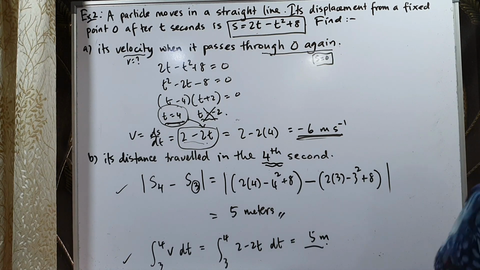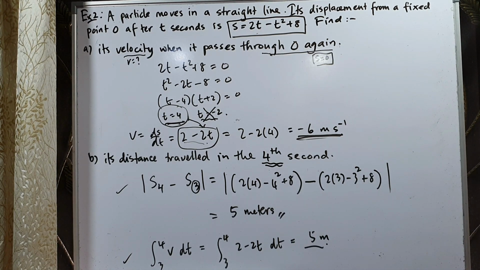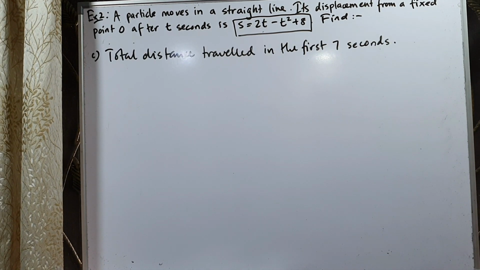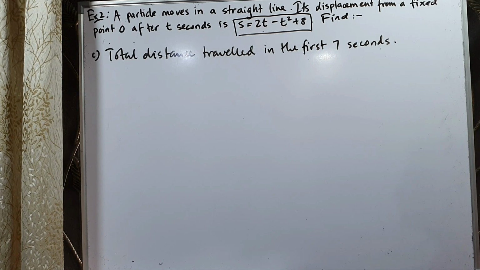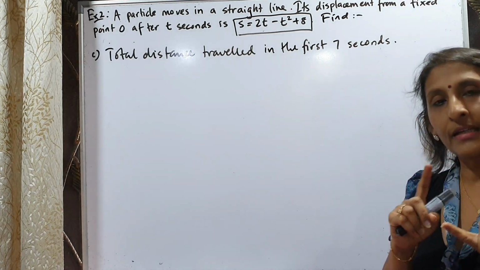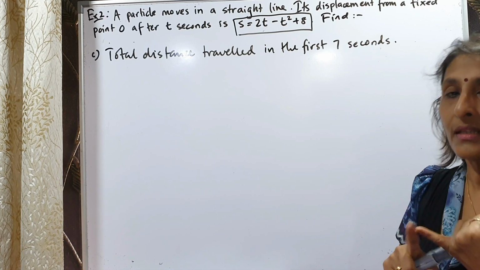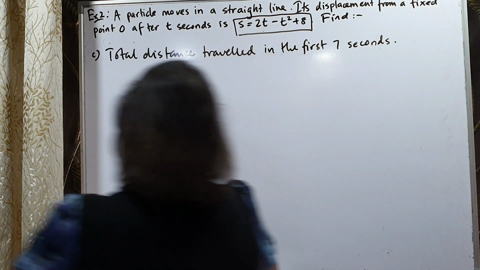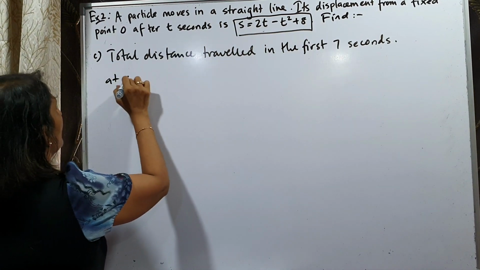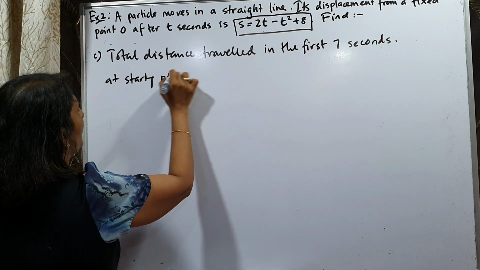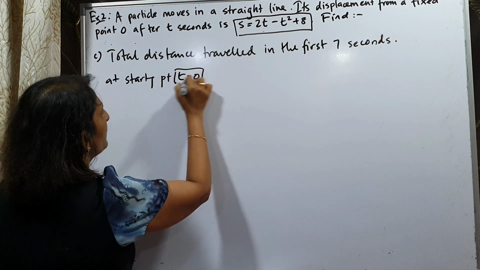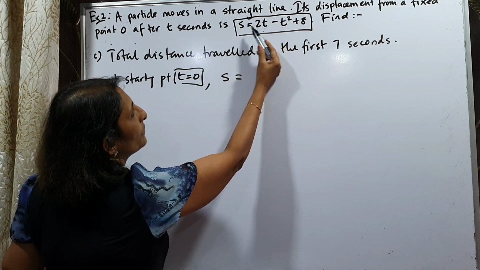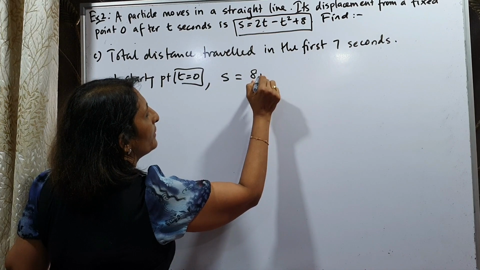Alright, now we go on to the next part, C. Now we want to find the total distance traveled in the first 7 seconds. When you do total, you need to find S at the starting point, turning point and ending point, right? The 3 S's. So we start first. At the starting point, we use t equals 0 and find S. So all you need to do is sub in t equals 0, and you get S equals 8 meters.